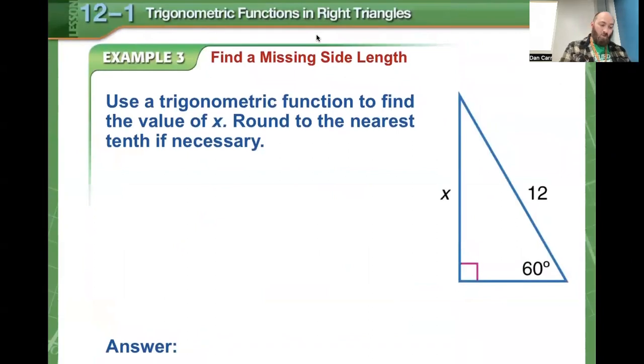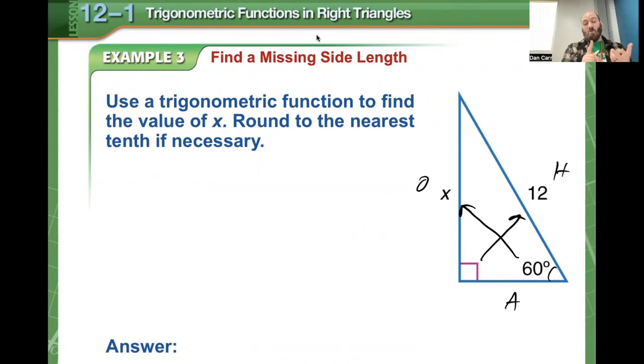I'm going to do this problem twice. Here's how we've done it before with our trig. So we want to use a trigonometric function to find the value of x. Round to the nearest tenth if necessary. So my angle is 60. I'm going to label opposite, adjacent, hypotenuse. So here's my hypotenuse. Here's my opposite side. Here's my adjacent side. I'm going to identify which trig ratio I want to use.